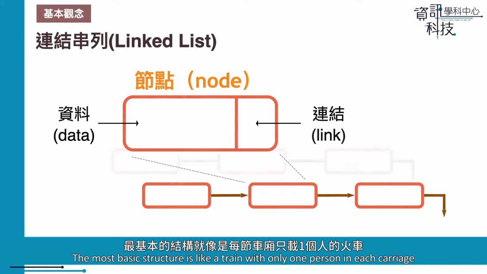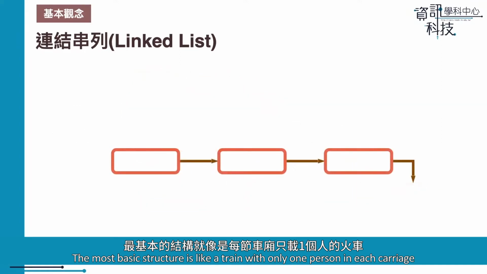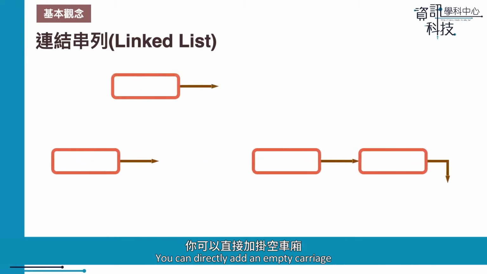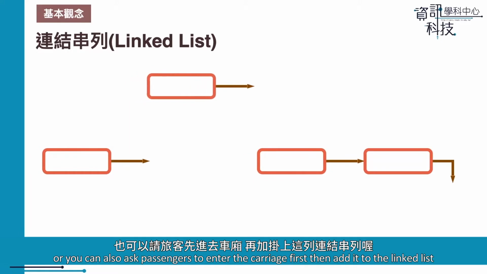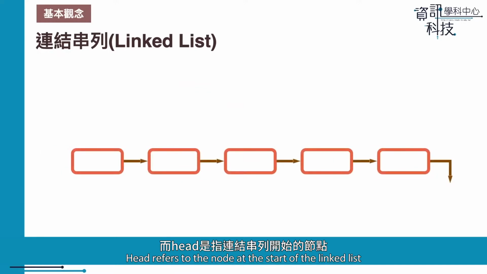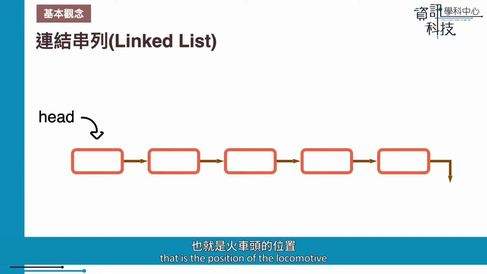The most basic structure is like a train with only one person in each carriage. Whenever there are passengers who need to take a train, it is required to add carriages. You can directly add an empty carriage, or you can also ask passengers to enter the carriage first, then add it to the linked list. Head refers to the node at the start of the linked list. That is the position of the locomotive.